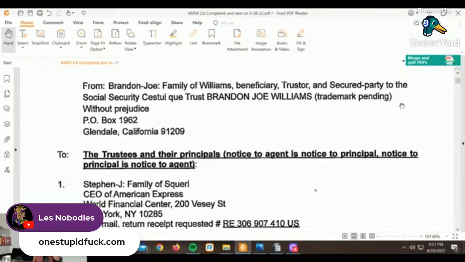It takes about 8 months. You can process your all caps name through the USPTO, United States Patent and Trademark Office. I think you can just go online, uspto.gov, and follow the instructions.